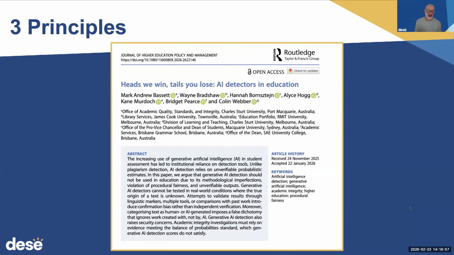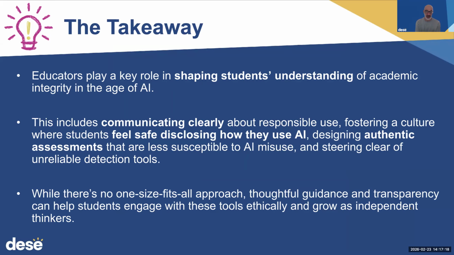classroom setting. So, the key takeaway here, educators play a key role in shaping student understanding of academic integrity in the age of AI. This includes communicating clearly about responsible use, fostering a culture where students feel safe disclosing how they use the tools, designing authentic assessments that are less susceptible to AI misuse, and steering clear of unreliable detection tools. While there is no one size fits all approach, thoughtful guidance and transparency can help students engage with these tools ethically and grow as independent thinkers.